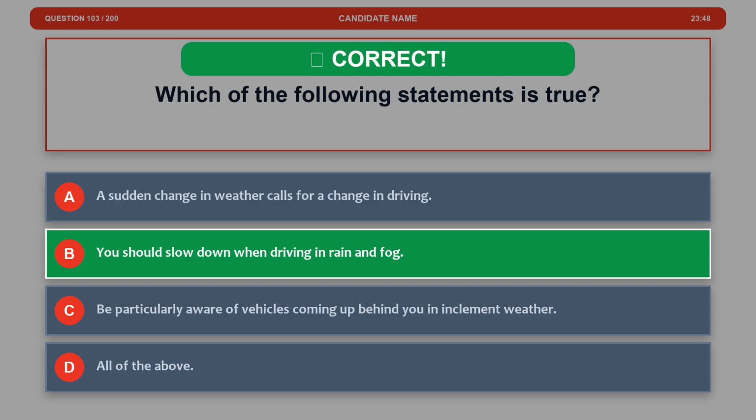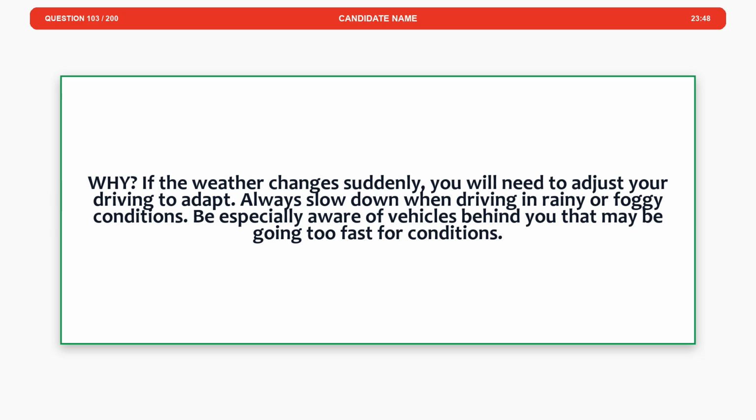The correct answer is option B. You should slow down when driving in rain and fog. Explanation. If the weather changes suddenly, you will need to adjust your driving to adapt. Always slow down when driving in rainy or foggy conditions. Be especially aware of vehicles behind you that may be going too fast for conditions.